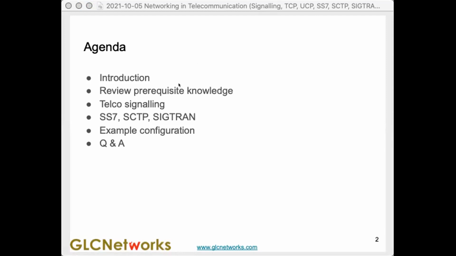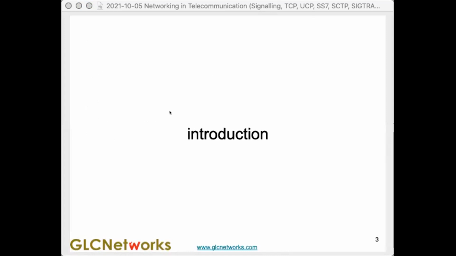Okay, the agenda for today: there'll be introduction, prerequisite knowledge, telco signaling, and then SS7, SCTP, and SIGTRAN. And then Jemmy will show you some configuration of how you can configure SIGTRAN, with some of the software that can do SIGTRAN or SCTP.